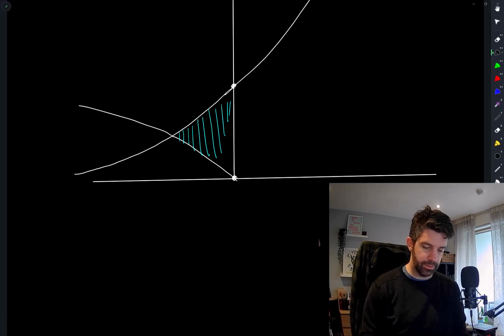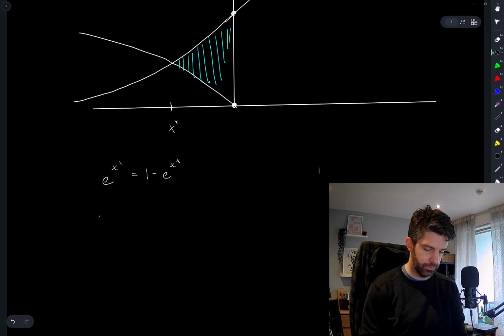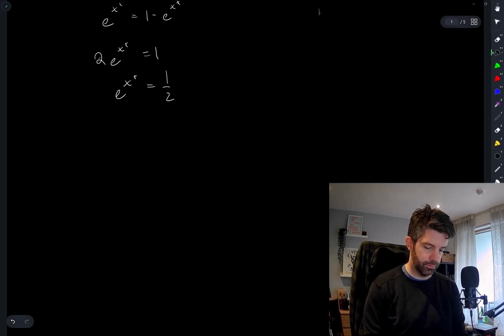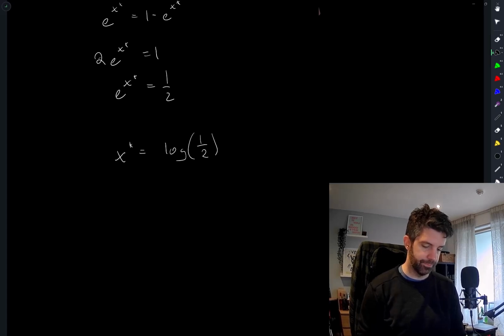So I want to set these equal first. We'll call this x star. I have e to the x star is equal to 1 minus e to the x star. So 2 e to the x star is equal to 1. e to the x star is a half. So x star is equal to log of a half.